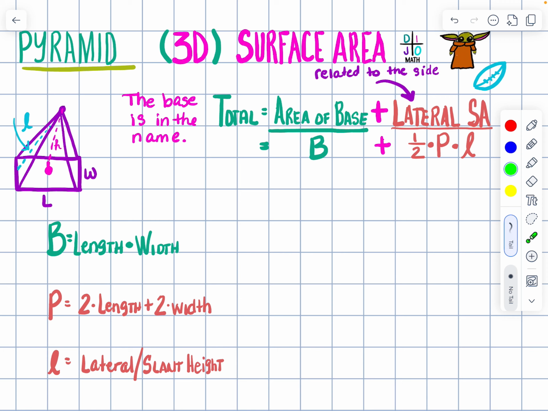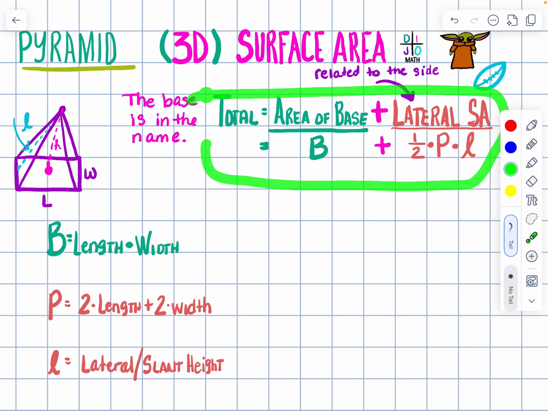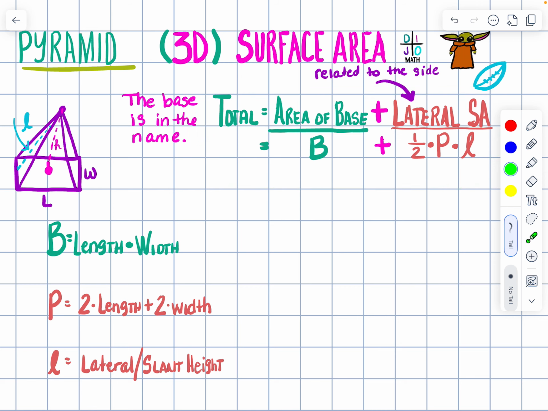Okay, so let's just point out this is the formula for the total area. And we're going to do the lateral surface area as part of this total area. Okay, so if you just need to find the lateral, you only need this part, because you're going to leave off the base, because we're just talking about the sides of the pyramid, right? The lateral surface area is the area of all the sides. Okay, hopefully that makes sense.